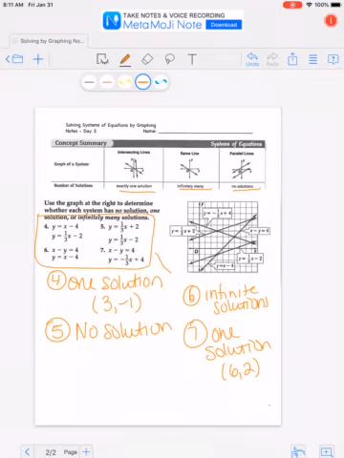So what you had to do is you had to actually solve each of these systems first, so you need to show your work, and then you have to look at the graph and see which one has no solution, one solution, or infinitely many solutions. Go ahead and keep this out so that you're able to work on your homework.